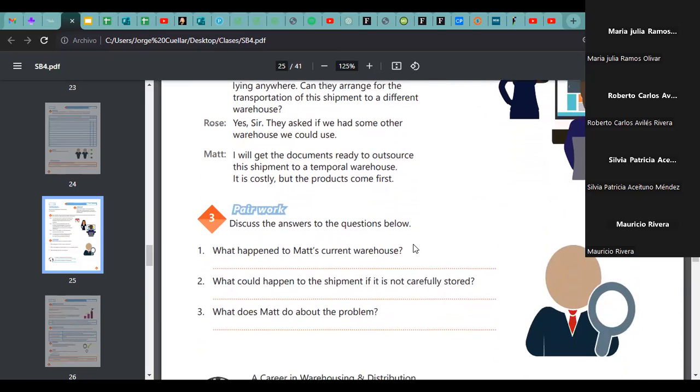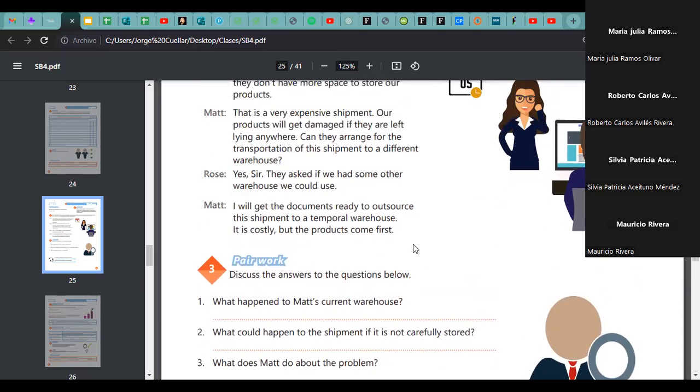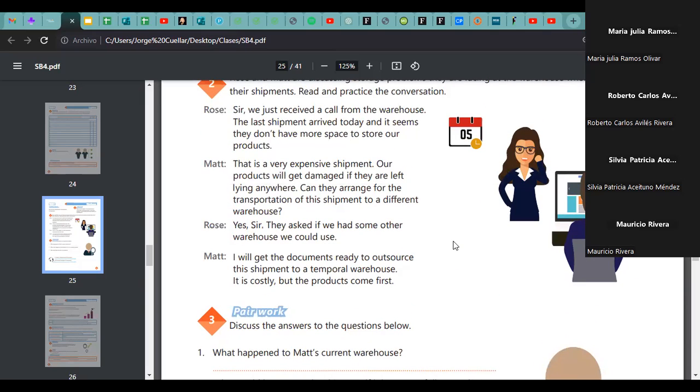It will get damaged. And then what does Matt do about the problem? Shipment to a temporal warehouse. Very good. So it's going to be at source, right? To a temporal warehouse. So that is another solution. So if you have a problem, you can always get another warehouse, an external one. Of course, that is more expensive, right? But you cannot do anything sometimes about these kind of things. Very nice.